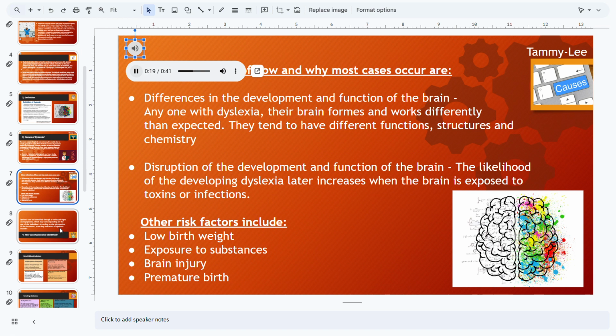Disruption of the development and function of the brain. The likelihood of developing dyslexia later increases when the brain is exposed to toxins or infections. Other risk factors include low birth weight, exposure to substances, brain injury, and premature birth.